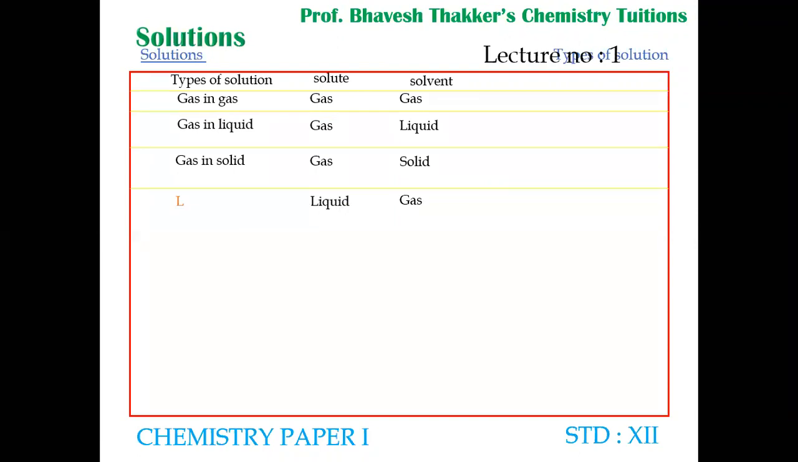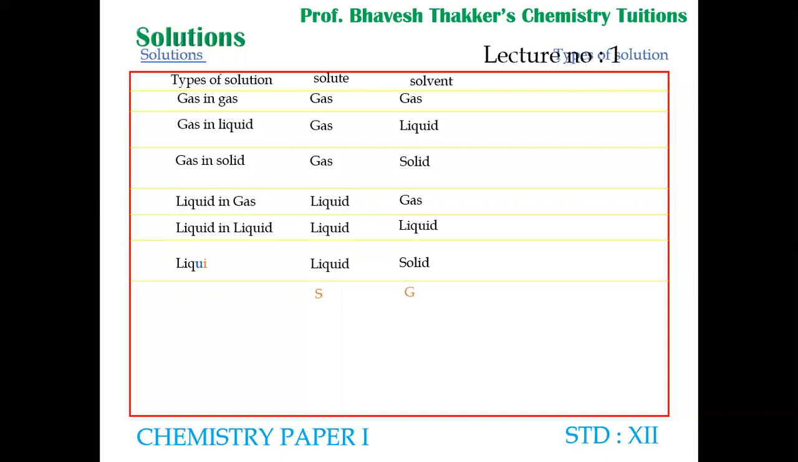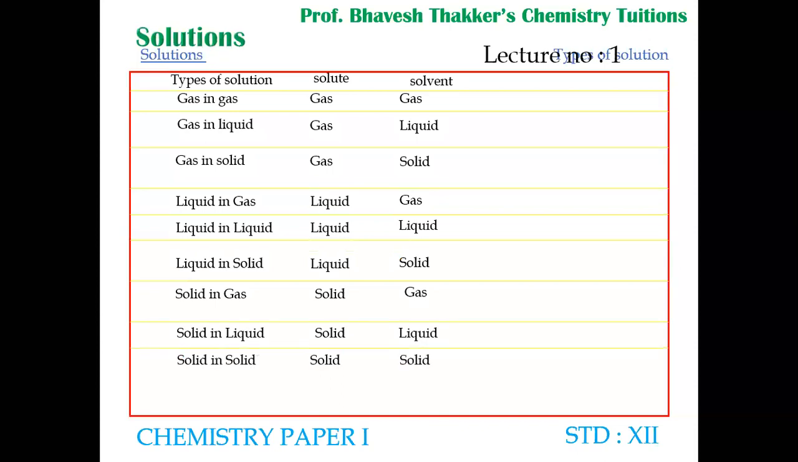Then liquid in gas type of solution, liquid in liquid type of solution, liquid in solid type of solution, then solid in gas, solid in liquid, solid in solid type of solution. So we have 9 different types of solution depending upon the phases, whether it is solid, liquid or gas. Now in MCQ, this part is very, very important. They give you an example and you have to tell what type of solution it is.